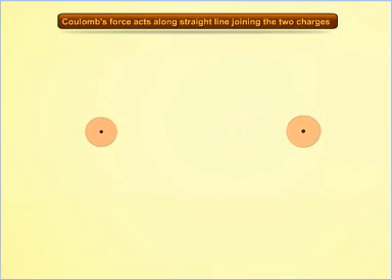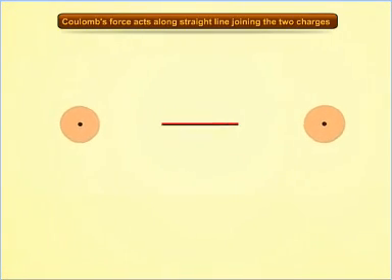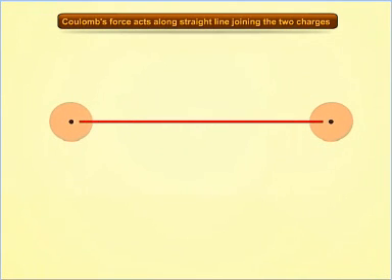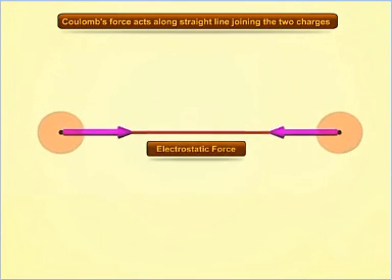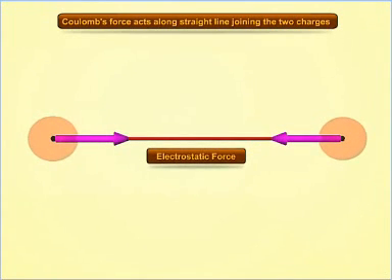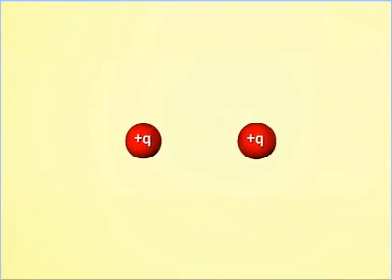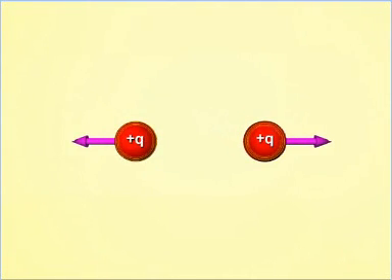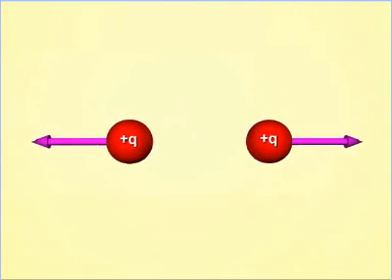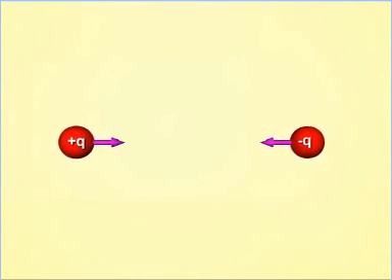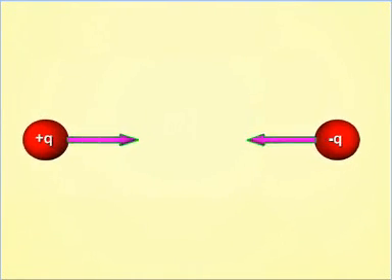Another observation is that the Coulomb's force acts along the straight line joining the two charges from the centers. Therefore, the electrostatic force between the two charges is central in nature. The last observation, however simple, is that like charges experience forces acting away from each other, and unlike charges experience forces acting towards each other.